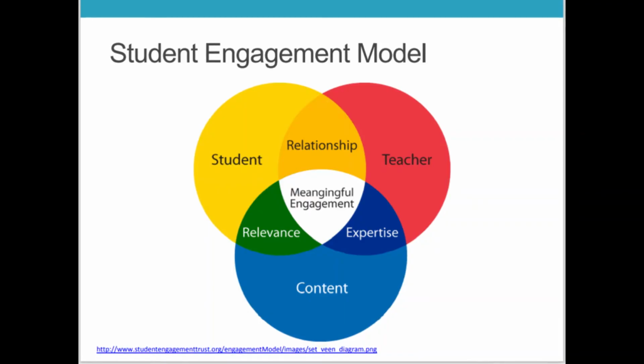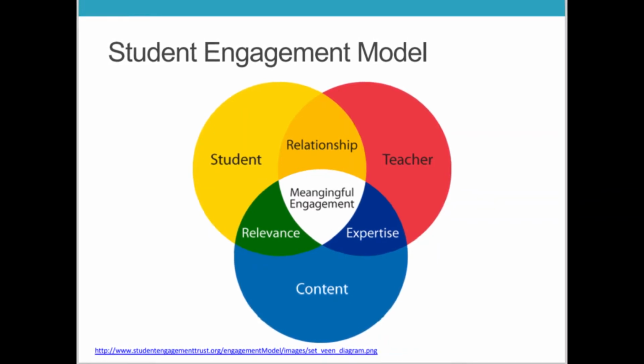One way to improve the student engagement in your class is to think of it as like a three-way Venn diagram. You have your teacher, you have your student, and you have your content. And you kind of have to make those overlap so that you can have the meaningful engagement in the middle. If you look at the diagram, it shows you that you have to have a relationship, you have to have your expertise, you have to have your relevance all meshing in together.